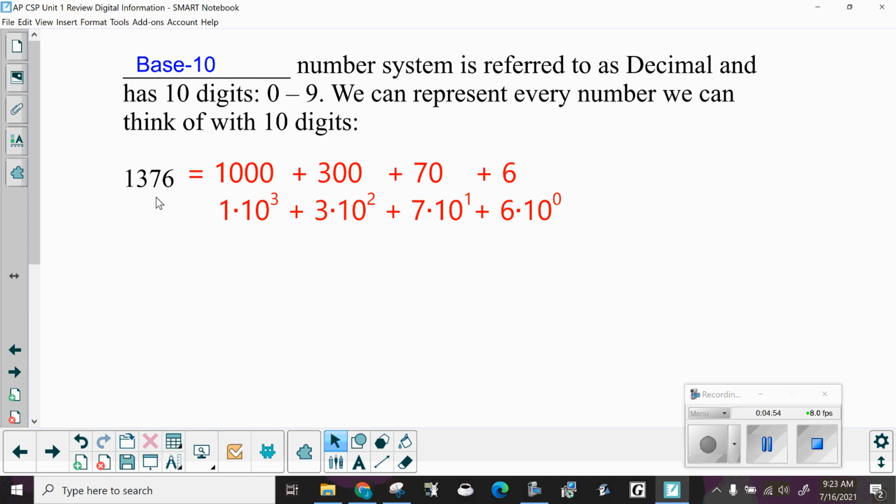So 1,376 is really 1,000, which is 1 times 10, our base, cubed. 300 is 3 times base 10 squared. 70 is 7 times base 10 to the 1. 6 is 6 times base 10 to the 0. And if we had decimals, those would be times 10 to the negative 1, 10 to the negative 2, etc. This is where we get the term base, because that is the value raised to a power which indicates the place value of each digit.